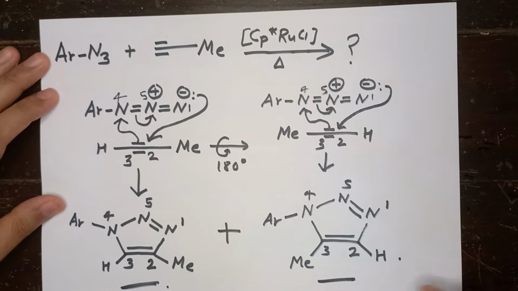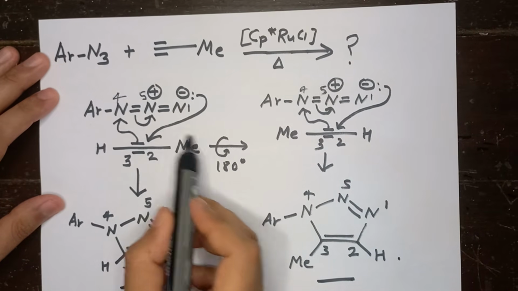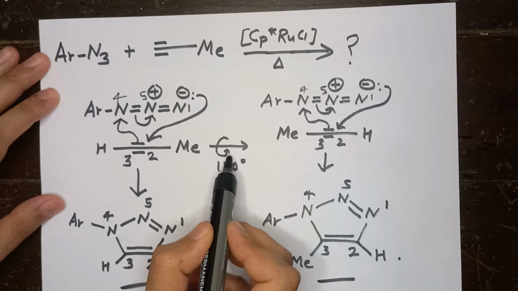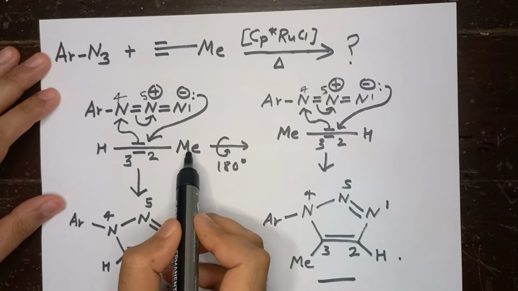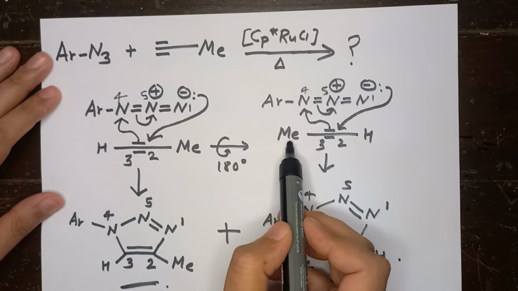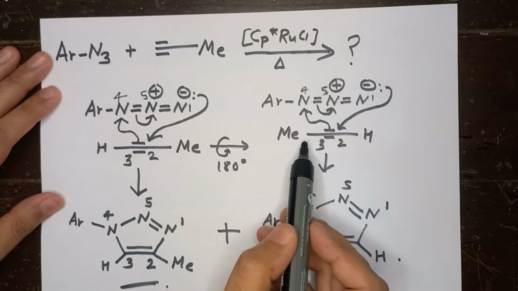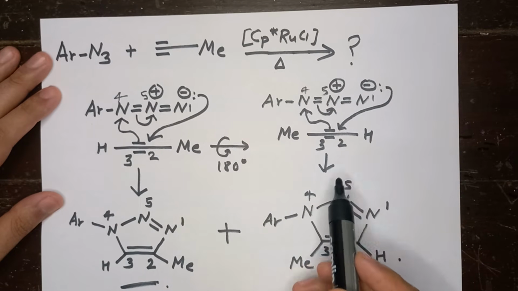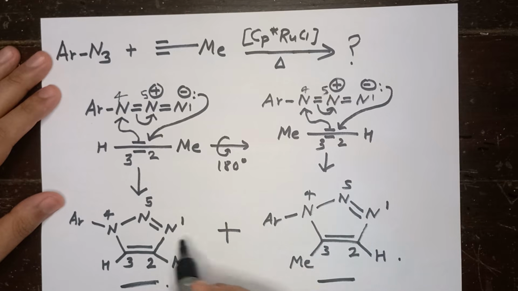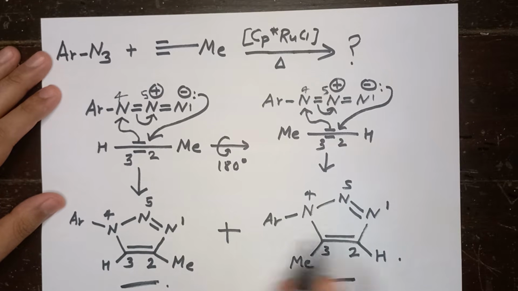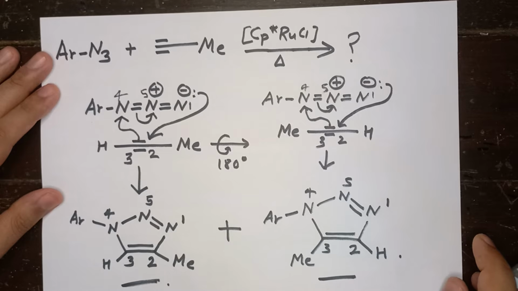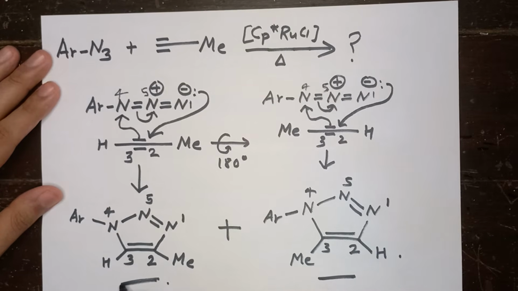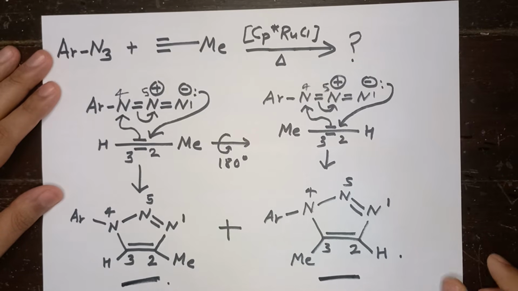So all we did is we simply flipped our alkyne by 180 degrees, and this methyl, which was at the right side, is now at the left side. So this is the another way by which the alkyne can approach this azide, simply because the alkyne is a linear molecule. So these are the two products possible for this reaction. But what do you think? Which one is going to be the major one? This one or this one? What do you think?